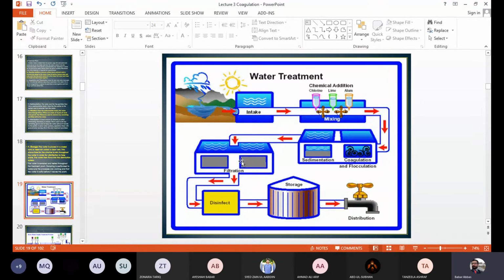Then comes the filtration process, and after filtration we disinfect the water, and after disinfection we store the water as a final unit. And after this final unit we make sure that this water is safe for drinking purposes, and we send this water to the distribution line, which is the consumer or the ultimate user of that treated water. And at the tap, we must make sure that the water must be safe for drinking purposes.